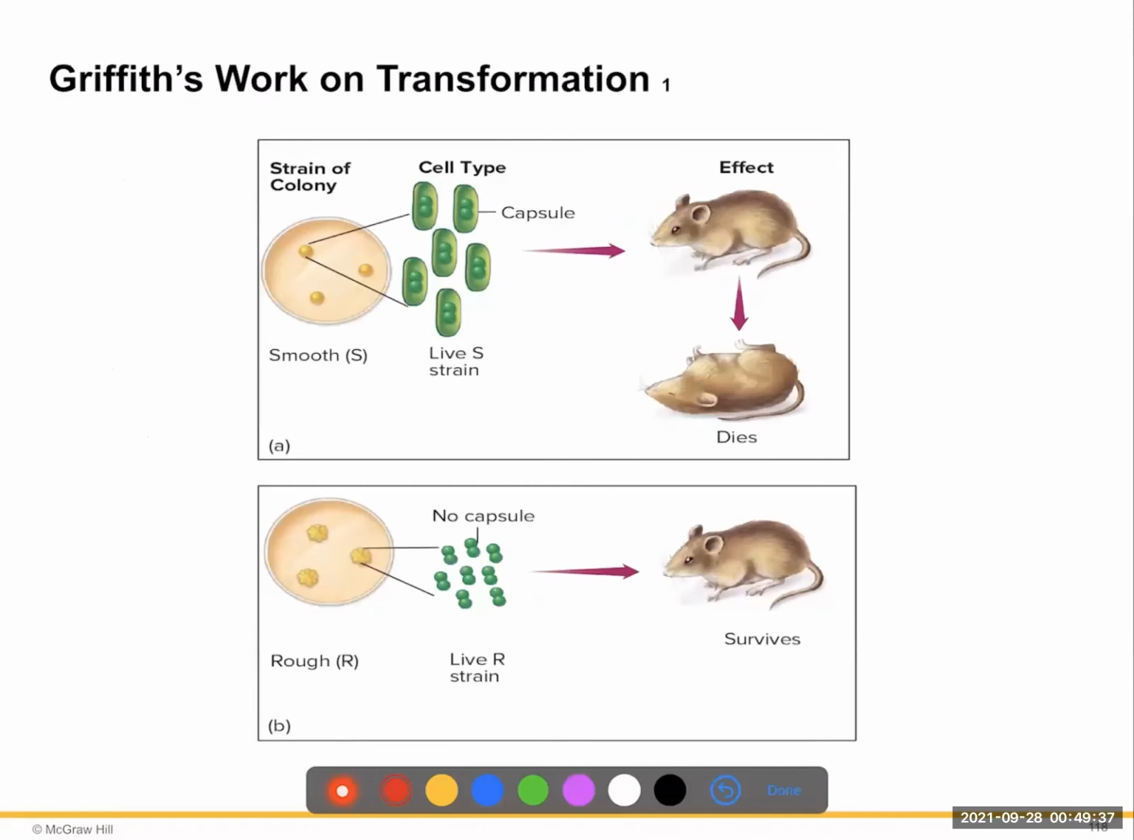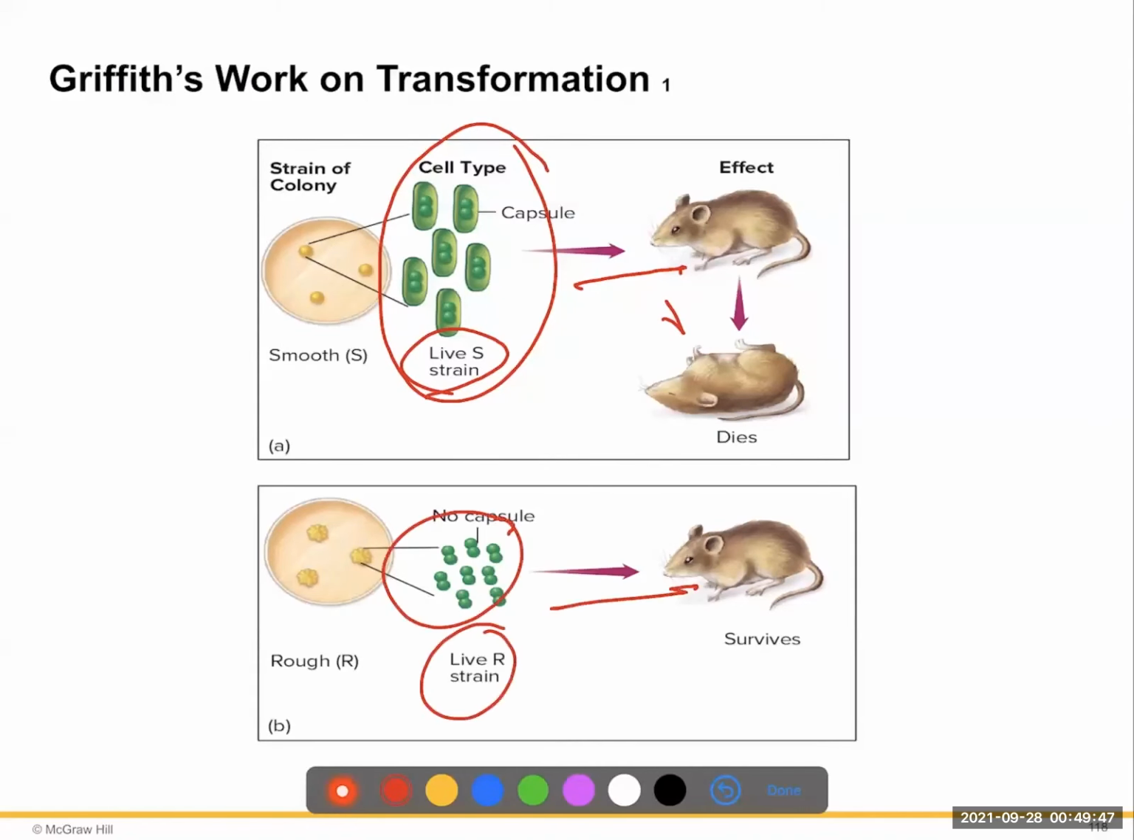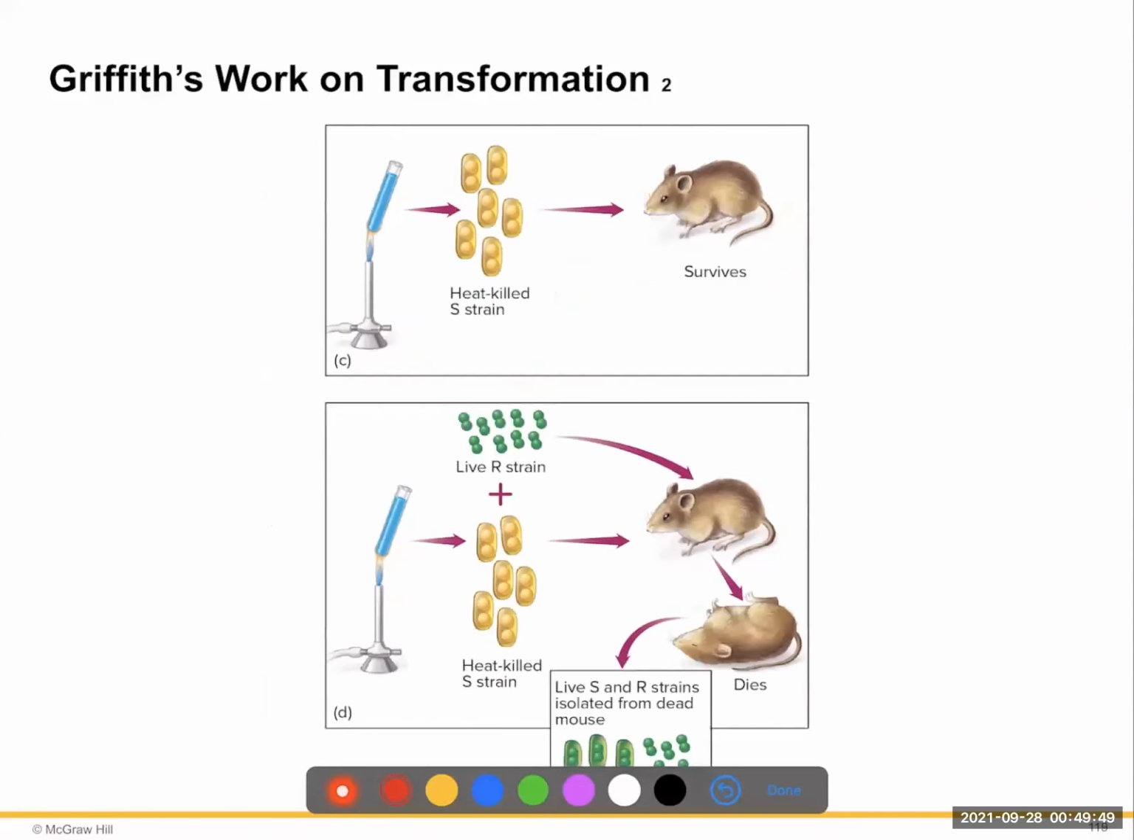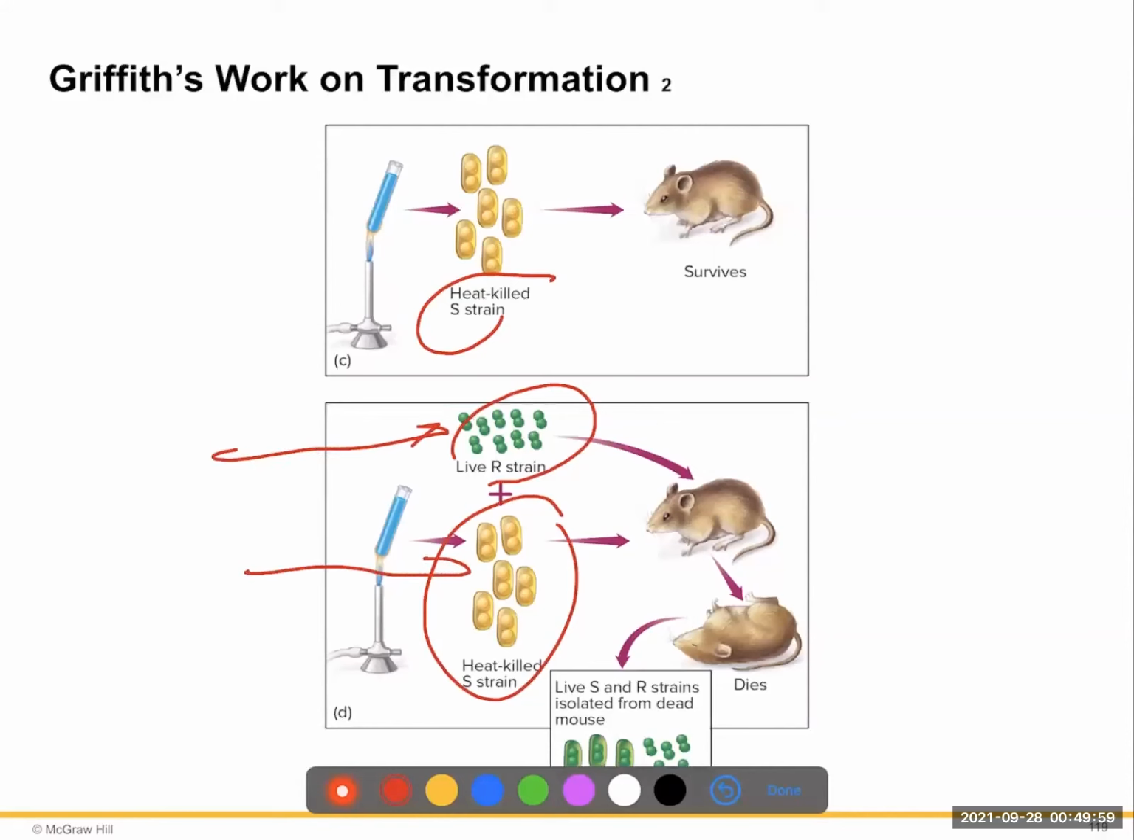This works differently on these types of transformations. You've got different cell types. So we have a live S strain, give it to a rat, the rat dies. You have a non-capsule, live R strain, the rat survives. When you combine them, okay, you heat kill the S strain, give it to the rat. If you combine the live R strain with the heat-killed S strain, even though both these by themselves do not cause death, both together cause the rat to die.